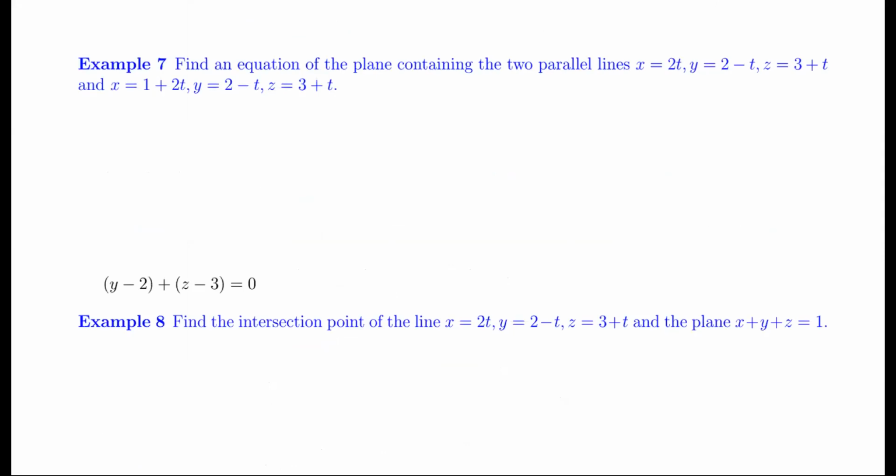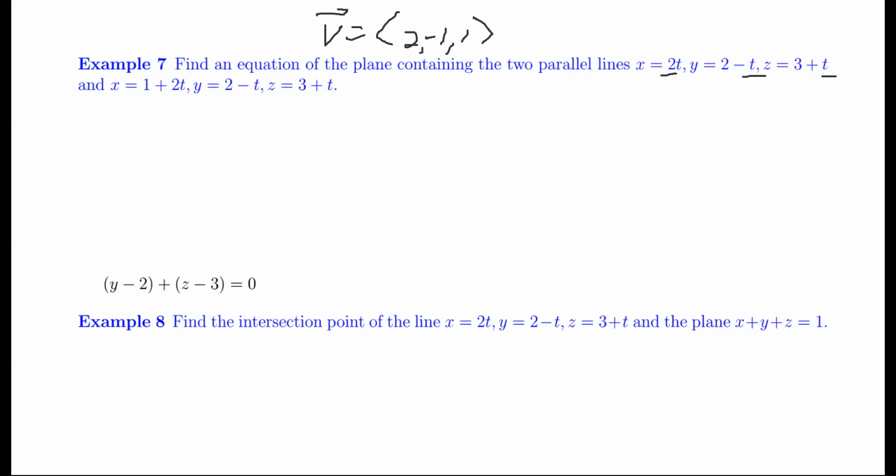So example 7 here, find an equation of the plane containing two parallel lines. Well, we need to find a vector in the plane, so we can do that by just taking the vector 2, negative 1, 1. And furthermore, we need to find another line in the plane.